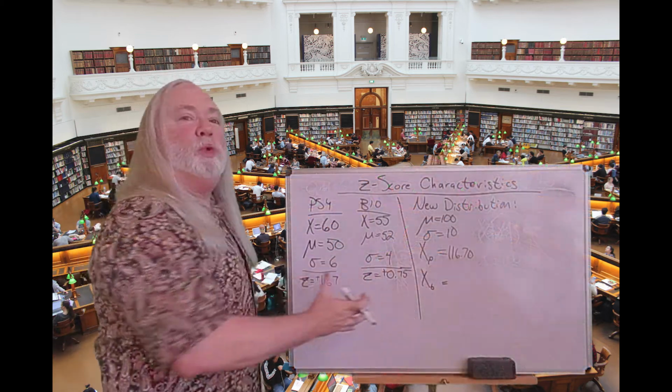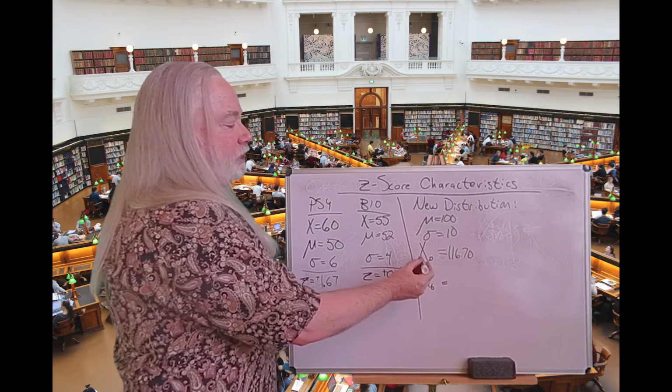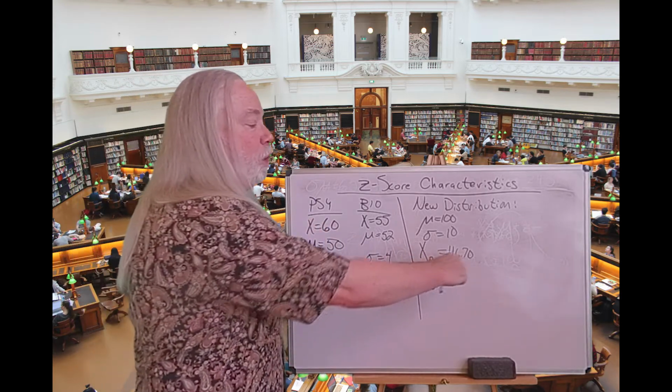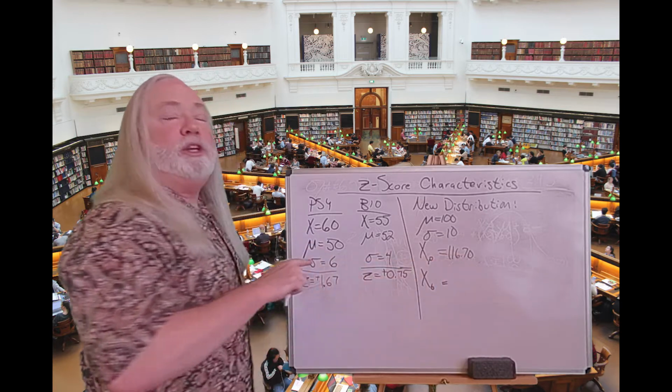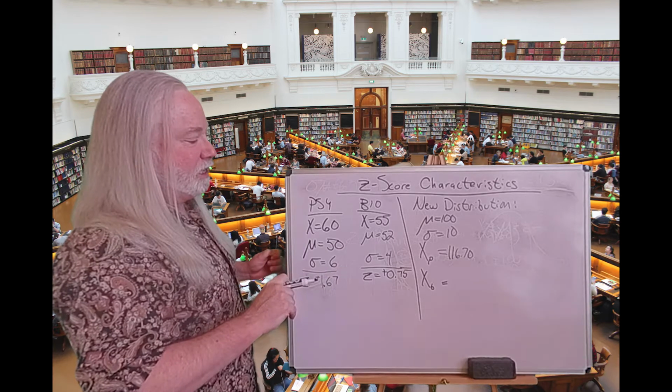All right, we're going to continue working with this problem that we've started. We took our psychology original raw score, turned it into a z-score, turned it into a new raw score. We need to do the same with the biology, and then we're going to put it all into kind of a graph together and take a look at it another way.